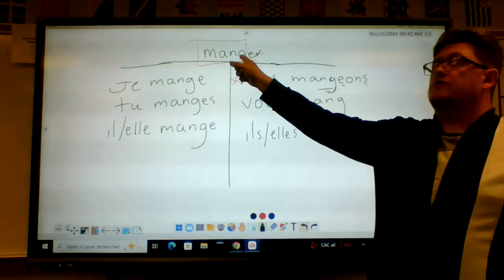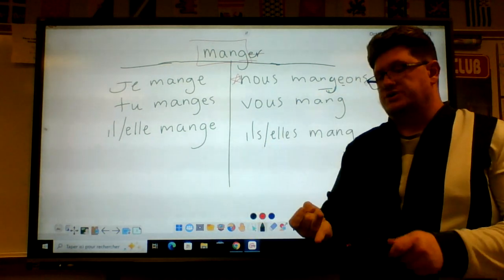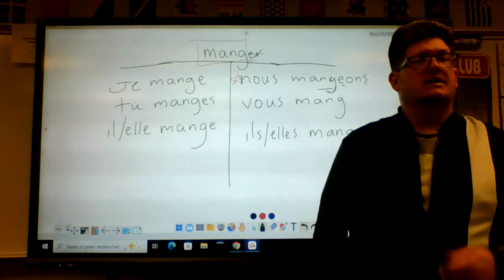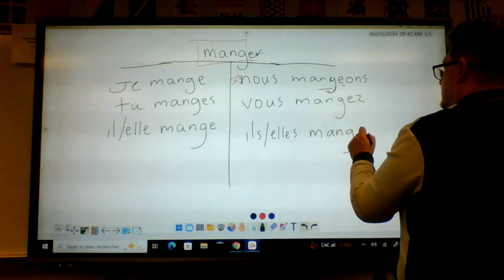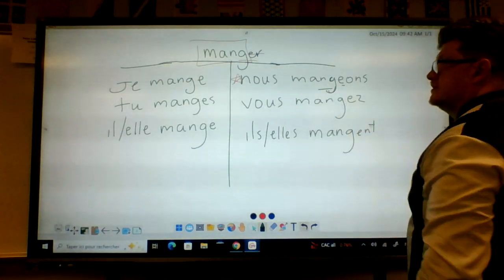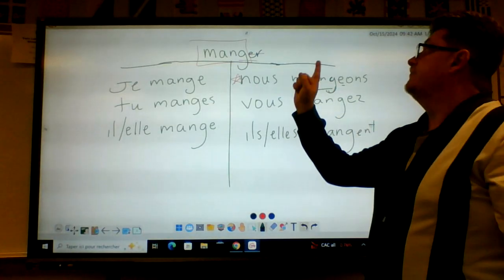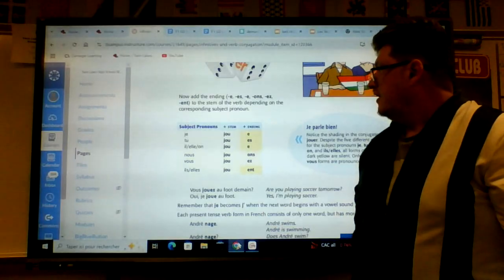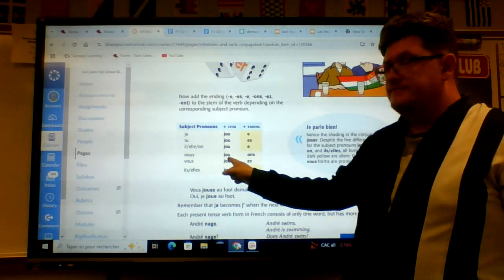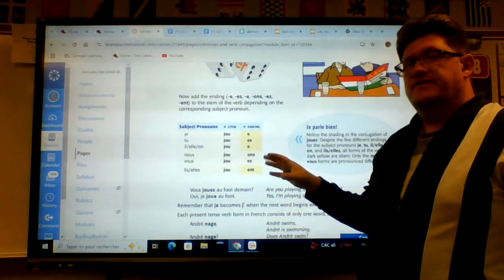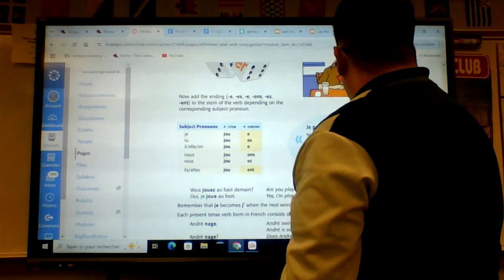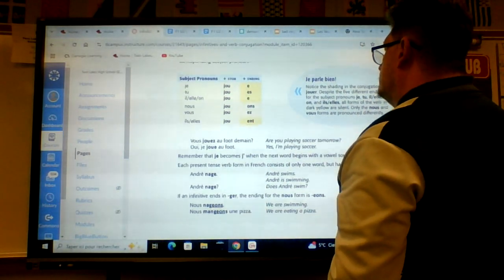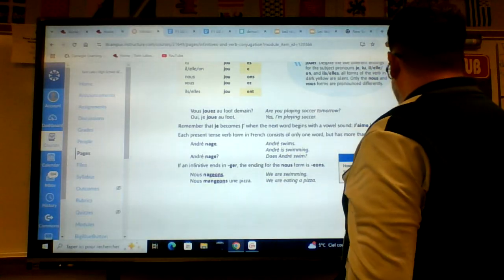That is only for verbs that end in GER. So manger, plonger, nager, etc. And then it goes back to being regular. EZ, ENT. You only have to do it for the nous form, and it's only for GER verbs. A verb like jouer, right, in the nous form, you don't have to do that. There's no G there. Okay? So you have your stems, your endings, and then we give some examples here.